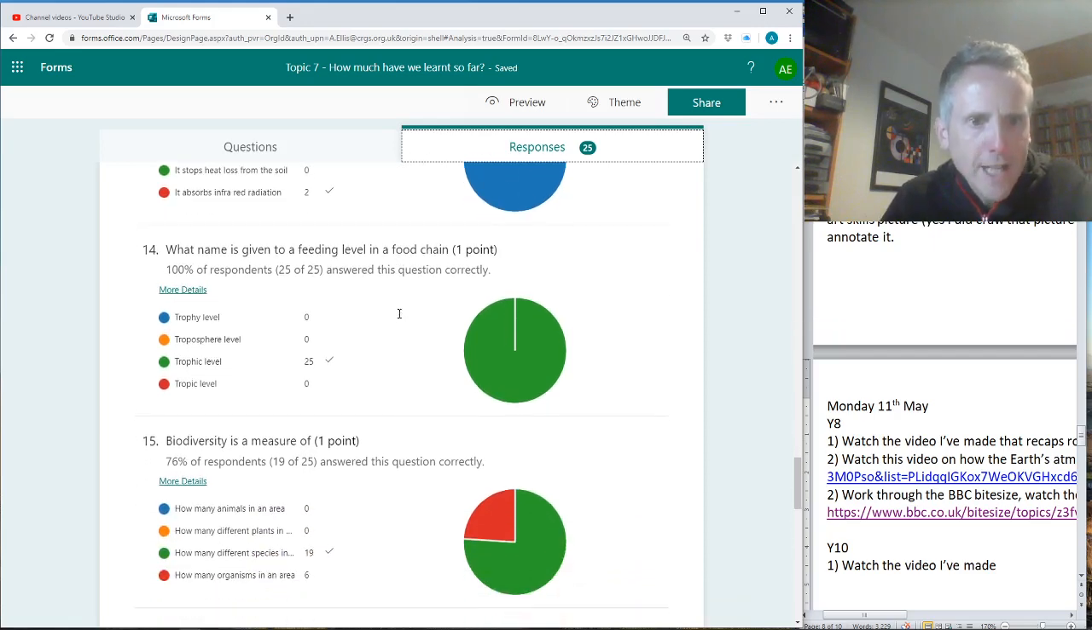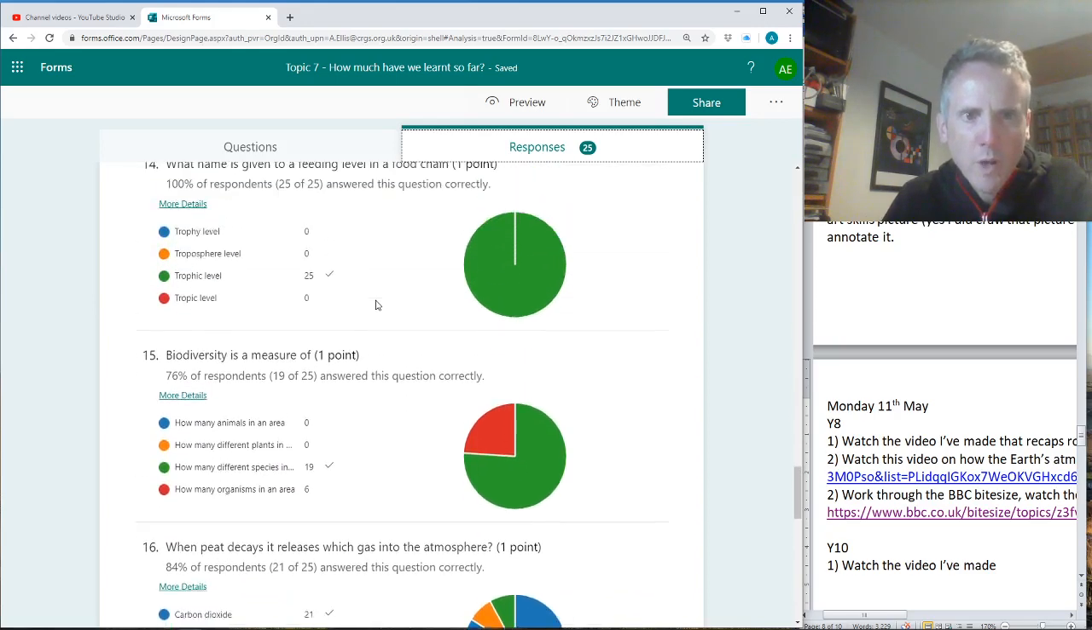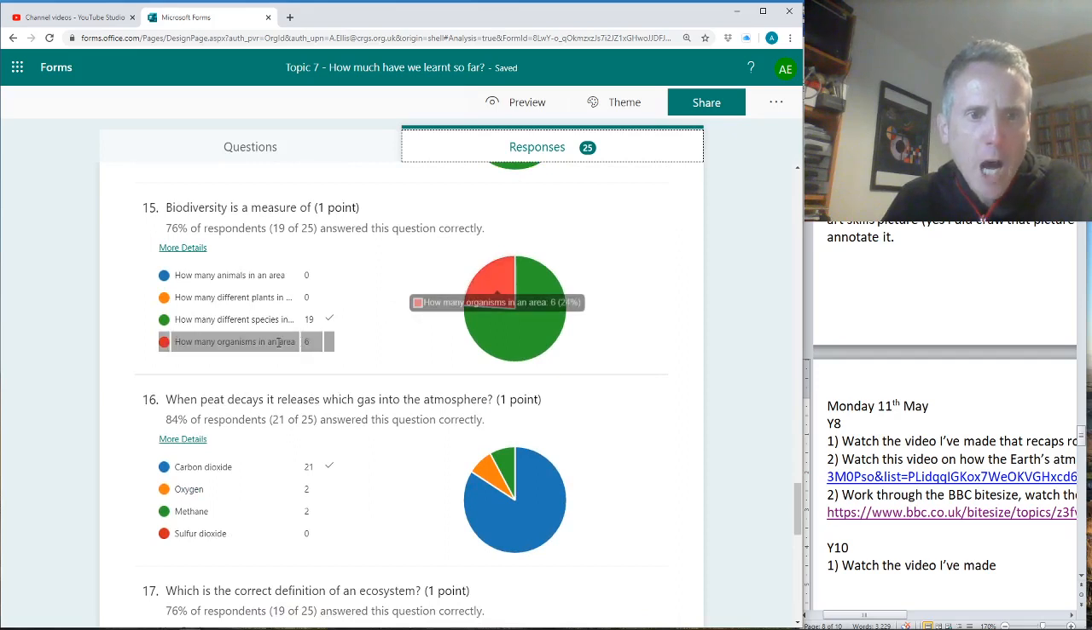Right. 14, everyone got right. It is trophic level. Again, a word to use in your answers. We're practicing terminology. Biodiversity is a measure of how many different species in an area. Six of you put how many organisms in an area. If I went to a football game and there's loads and loads of humans there, 20,000 humans, you wouldn't say this is high biodiversity, because we're all humans there.